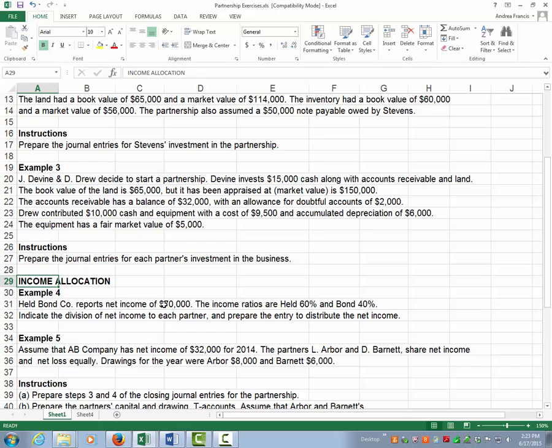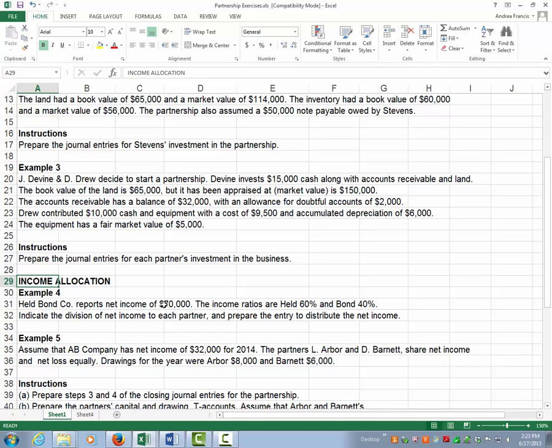So the question becomes, how do we allocate that? Well, the partnership agreement normally states how income and losses are allocated. And so what we'll be going through in this next section is to look at examples of how income is allocated and also to see how we make closing journal entries for the partnership. If you refer back to your handout, you'll see that there are many ways in which income can be allocated in a partnership.